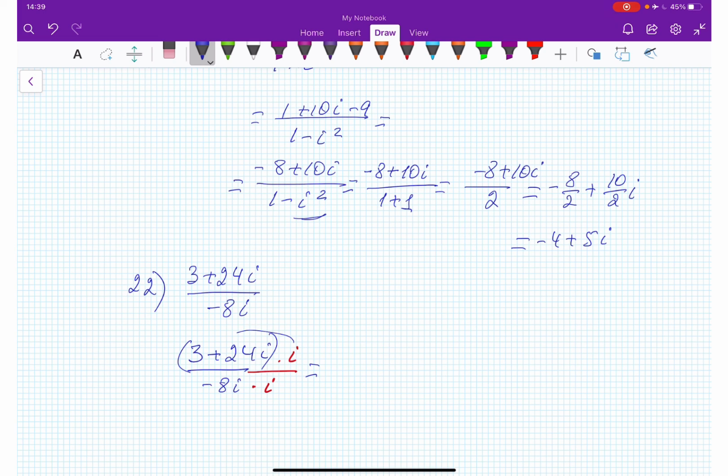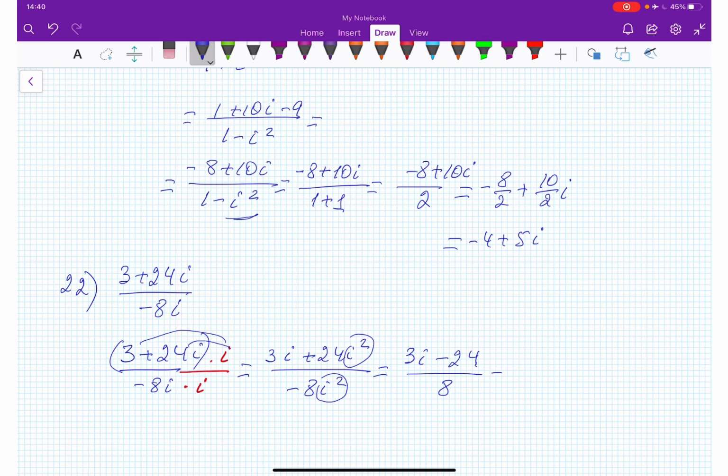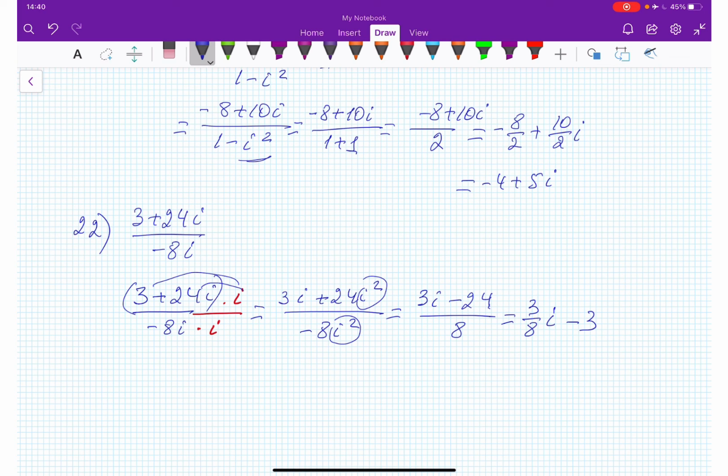So I'm going to get, let's distribute, it's going to be 3i, and then plus 24i squared. And at the bottom I will get -8i squared. Okay, 3i. Since i squared is -1, it's going to be -24, right? And here also I have i squared, -1 with negative, it's going to be +8. Let me clean this, positive. So now I'm going to divide by a common denominator, which is going to be 3 over 8i minus 3. Or we can write -3, so in the format of complex numbers, -3 plus 3 over 8i.